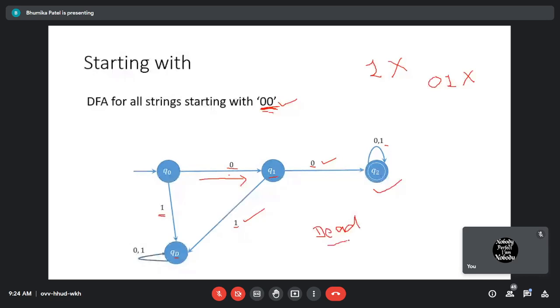From this state there should not be a transition going to the final state. If it is going, then a string which does not start with this pattern will be accepted, and that should not happen. That is why we are writing QD, it is called the dead state.